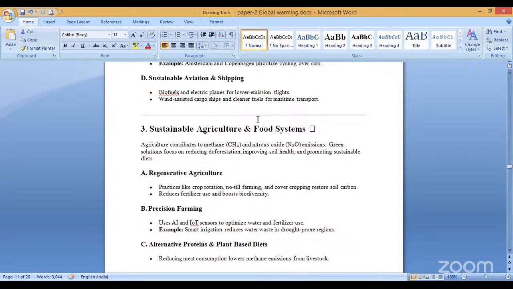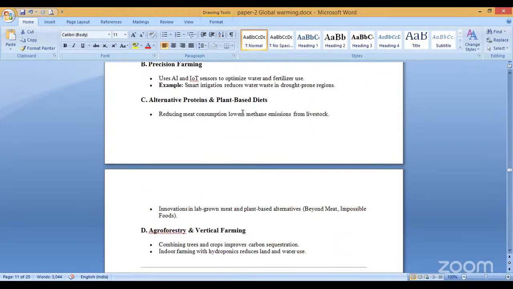Precision farming uses AI, IoT and sensors to optimize water and fertilizer use. For example, smart irrigation reduces water waste in drought-prone regions. Then coming to the next one, alternative proteins and plant-based diets. Reducing meat consumption lowers methane emissions from livestock. There are innovations in lab-grown meat and plant-based alternatives, such as Beyond Meat and Impossible Foods.